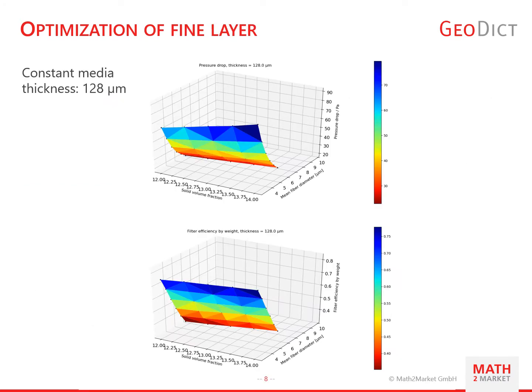So we can observe and analyze the simulation results of such optimization studies in GeoDict using 3D plots. In this slide, we can see the results, for example, for constant media thickness of 128 micrometer. In the upper plot, we can observe the pressure drop as a function of solid volume fraction and also the mean fiber diameter. And in the plot below, we can see the filtration efficiency by weight is demonstrated again as a function of solid volume fraction and mean fiber diameter.